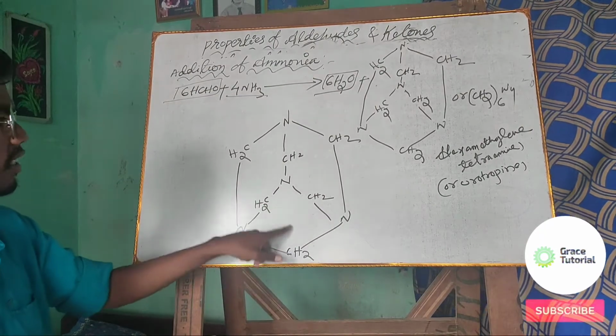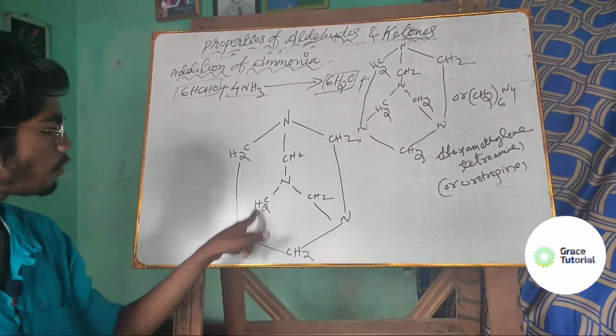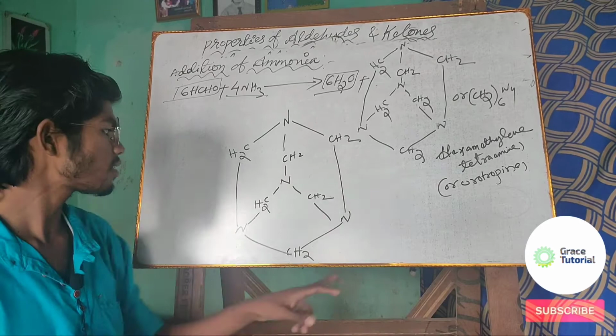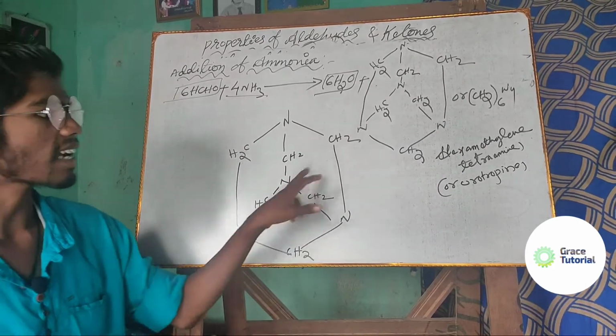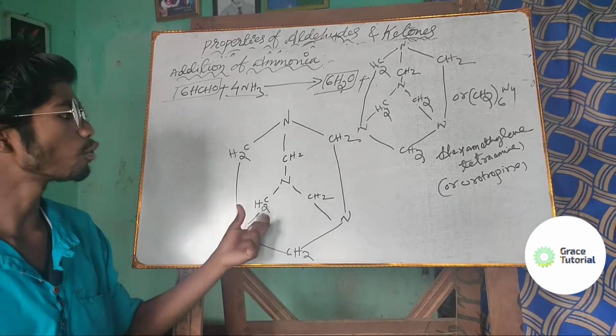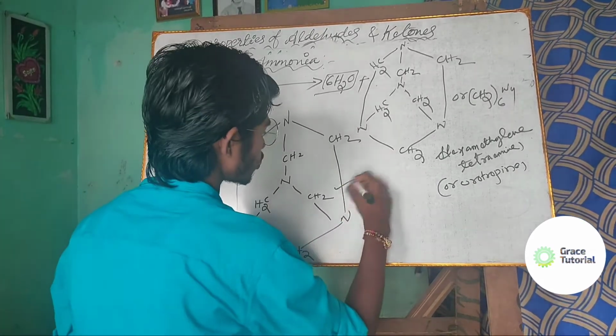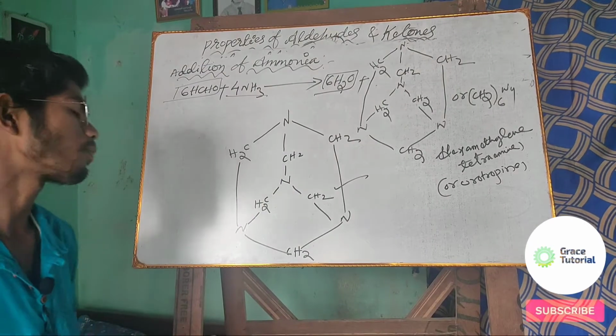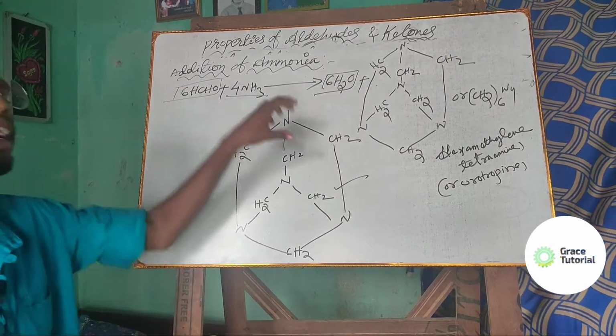See how many CH2 are there? 1, 2, 3, 4, 5, 6. So CH2 six in total and N4. So this is hexamethylene tetraamine, or we can say urotropin. In this way you need to draw the structure, which is very relevant from the examination point of view. This is all about the addition of ammonia.